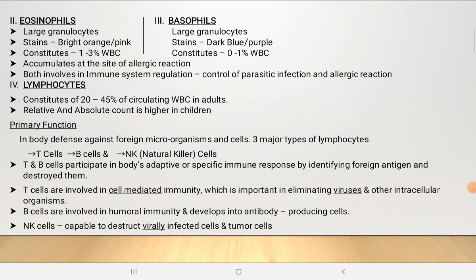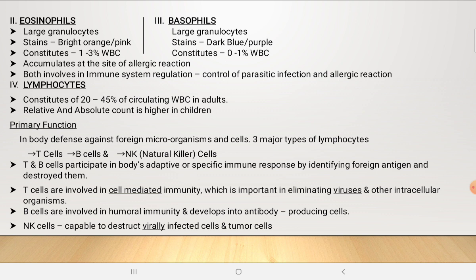T and B cells participate in the body's adaptive or specific immune response by identifying foreign antigens and destroying them. T cells are involved in cell-mediated immunity, which is important in eliminating viruses and other intracellular organisms. There are foreign particles that are entering into your cells and destroying your cells. In particular, T cells are involved in immunization of the cells itself.